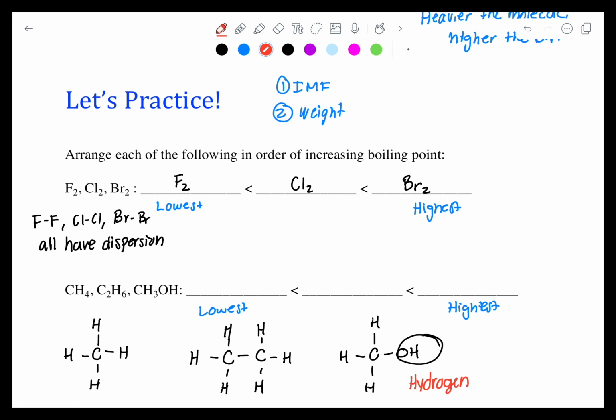Our other molecules don't. They all have carbons bound to hydrogens. So our highest one automatically is going to be CH3OH because it has hydrogen bonding, and that's the strongest. The other two are nonpolar, so they have dispersion. Since they have the same intermolecular force, we now look at their masses. CH4 is lighter than C2H6, so it'll have the lower boiling point of those two. So we're mixing intermolecular force and weight in this problem.